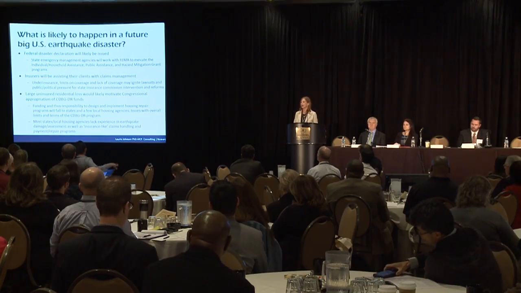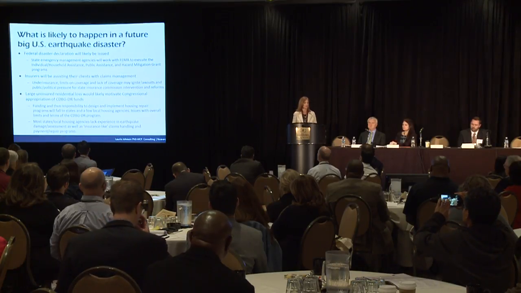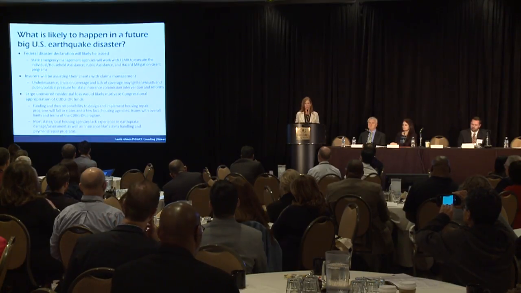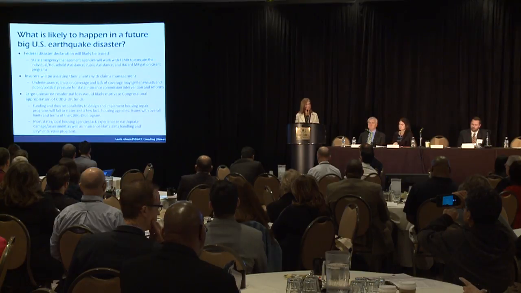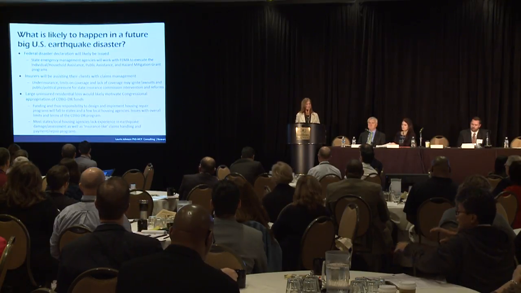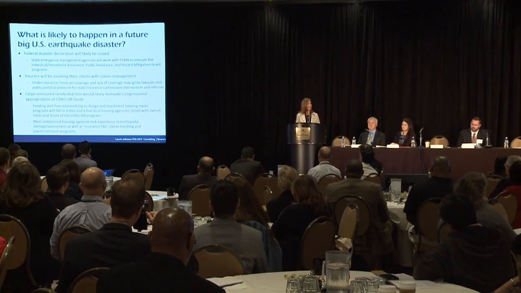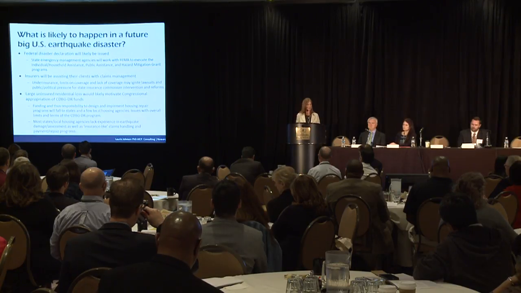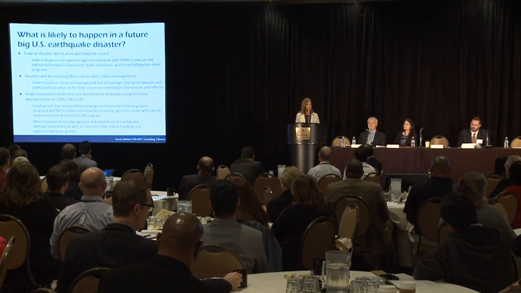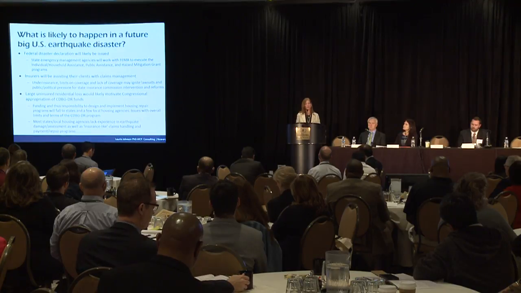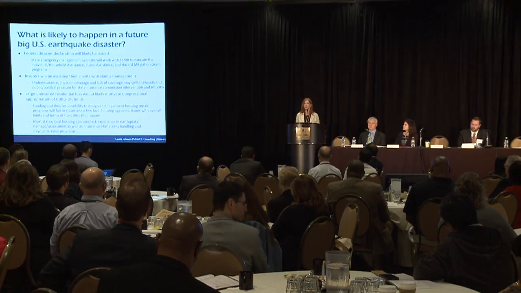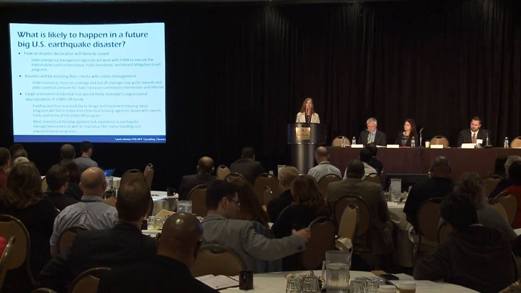So what is likely to happen in a future U.S. earthquake disaster? Well, I think a big disaster, we're going to see a federal declaration. We'll see the state emergencies get engaged with FEMA to execute individual and household assistance, which has a cap at around 30,000. Public assistance, hazard mitigation programs. Insurers will be assisting their clients with claims management. There might be fire-related claims. There might be those who are insured.